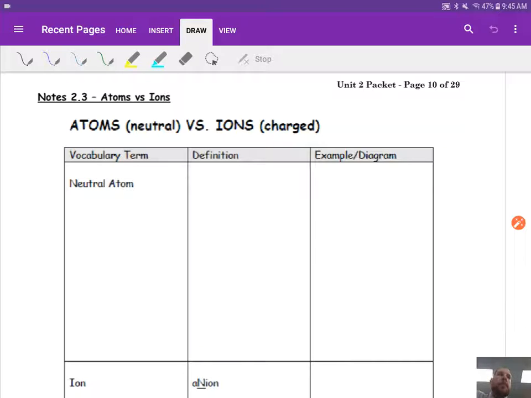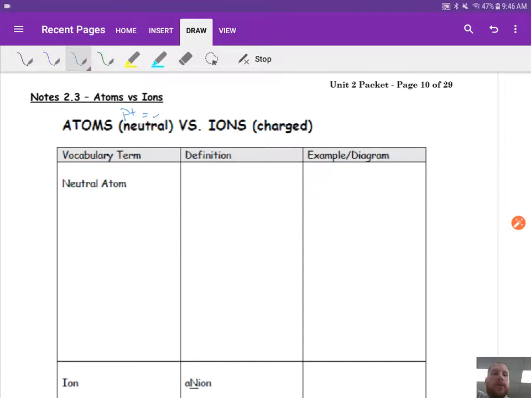So up until this point, in the last practice, in the last video, you were looking at neutral atoms, where the protons and electrons were equal. So if we say protons equal electrons, well now with ions they have a charge. So the protons will not equal the electrons. So they're not equal.